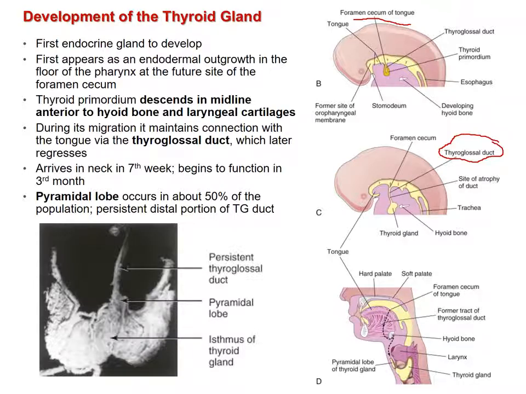A pyramidal lobe occurs in a significant portion of the population and represents an upward projection of glandular tissue from the isthmus. The pyramidal lobe represents a persistent lower portion of the thyroglossal duct. Look for the presence of a pyramidal lobe in your dissection of the thyroid in the lab.